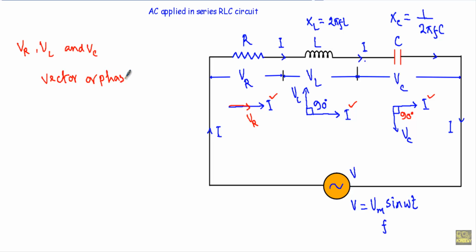Now see, this is a closed circuit in which we are applying the voltage V. As this is a series circuit, this V is divided into VR, VL and VC. Therefore if I apply KVL in the circuit in phasor form, I can write it like this. I will apply Kirchhoff's voltage law in this closed loop in vector form or phasor form.